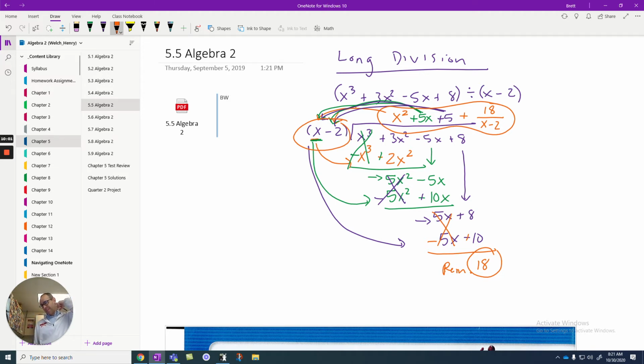Now, here's the deal. This is a mess. If we're really honest, it's a disaster. There are problems in polynomials that cannot be done any other way but long division.